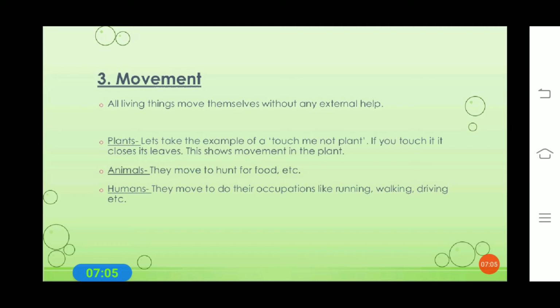Okay, so next is what? As you can see, animals. Of course, animals hunt, move, and run fast. They move to hunt for food. And humans also move. We human beings move from one place to another. We walk, we run, and we drive cars, etc. So this characteristic shows that living organisms can move.